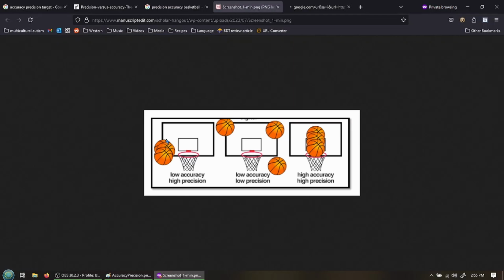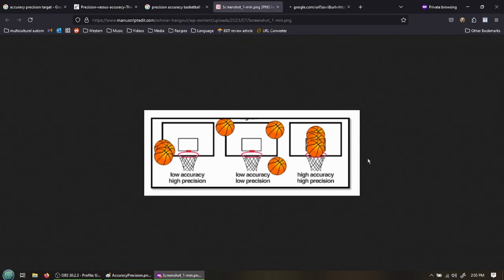Now in the middle, we're not very accurate and we're not very precise. We're not getting any of the balls into the net, but we're also hitting every part of the backboard. So we're all over the place and we're not being very accurate because we're not scoring at all. This one over here on the right though, this is high accuracy, high precision.